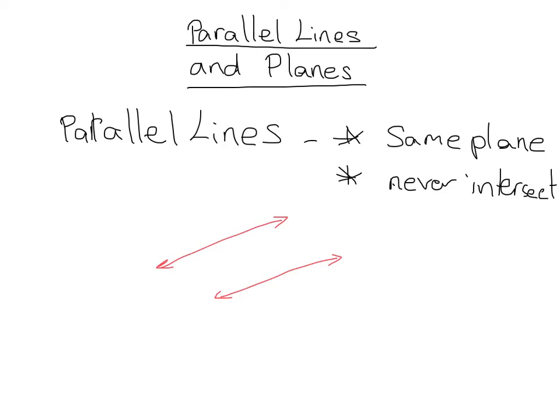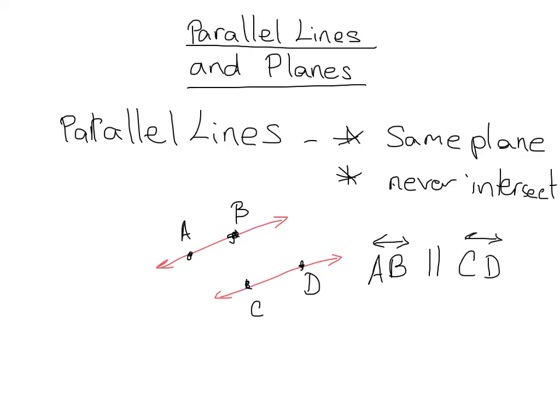All right, so how do I write in shorthand math language that two lines are parallel? So let's say this line is AB and this line is CD. I can say that line AB, that's how we write line, of course, is parallel to line CD. So that's how you would write that two lines are parallel in shortcut. All right, let's go ahead and move on to skew lines.